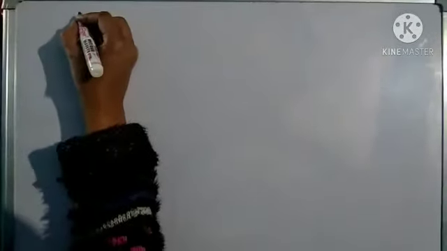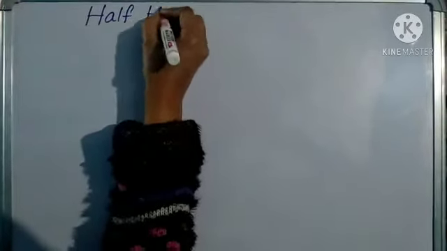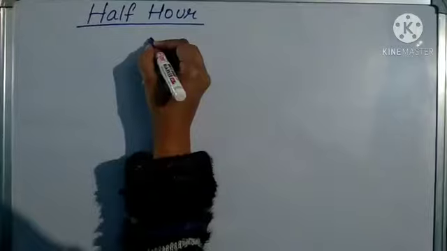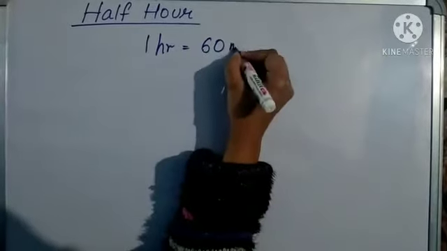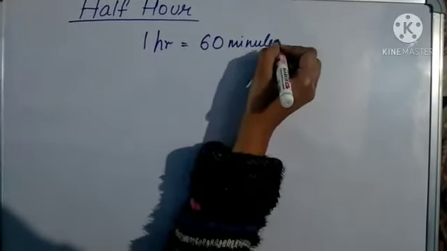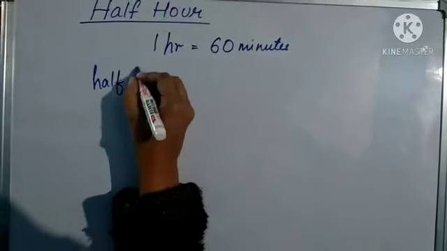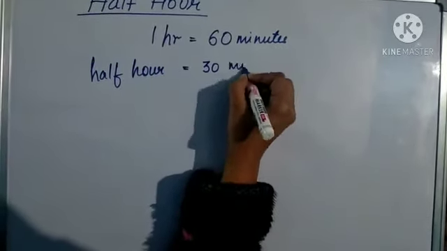Now students, I have shown you a PPT and worksheet. So now I will explain on the whiteboard. Our topic is half hour. As I told you earlier, 1 hour is equal to 60 minutes. So half hour is equal to 30 minutes.